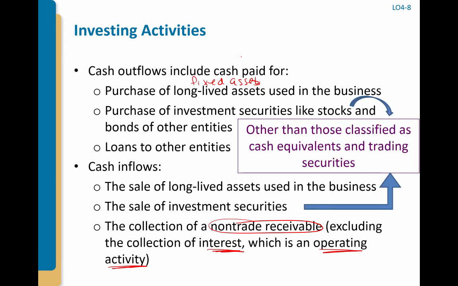So other than those classified as cash equivalents and trading securities, when you're looking at investments, you're not looking at cash equivalents and you're not looking at trading securities. You're looking here mostly at held-to-maturity and available-for-sale securities.